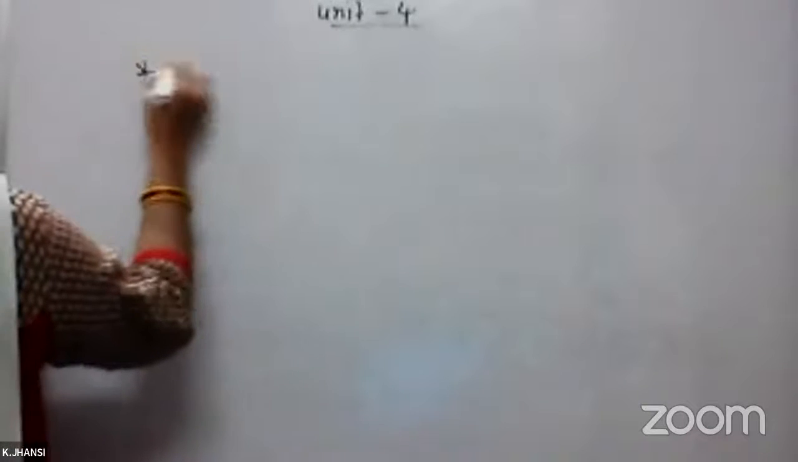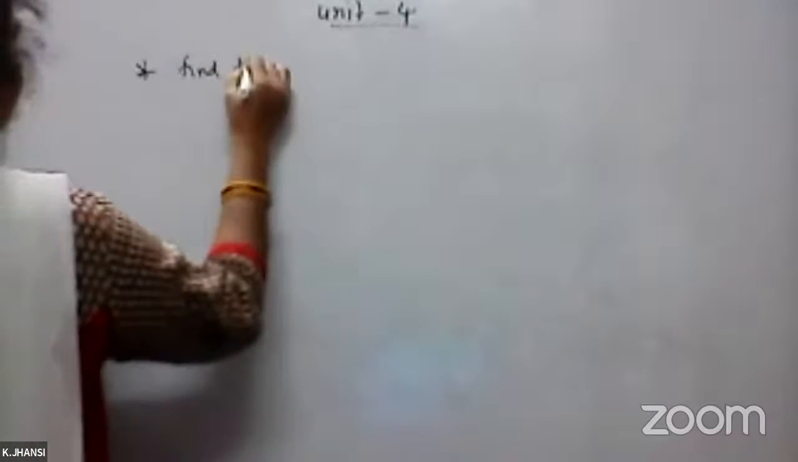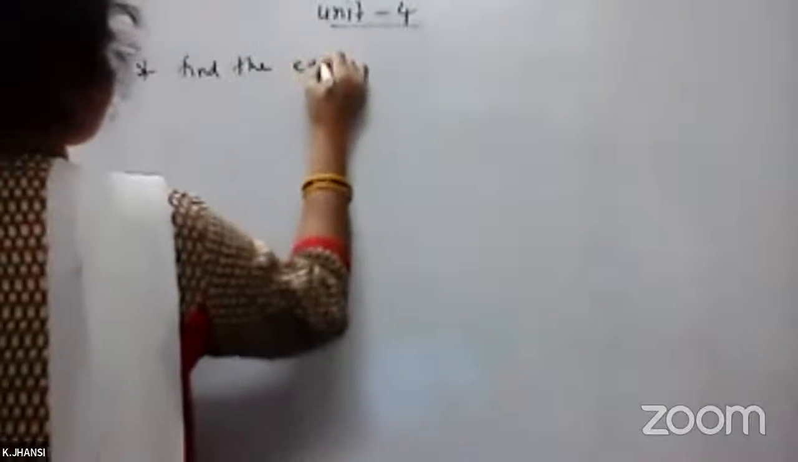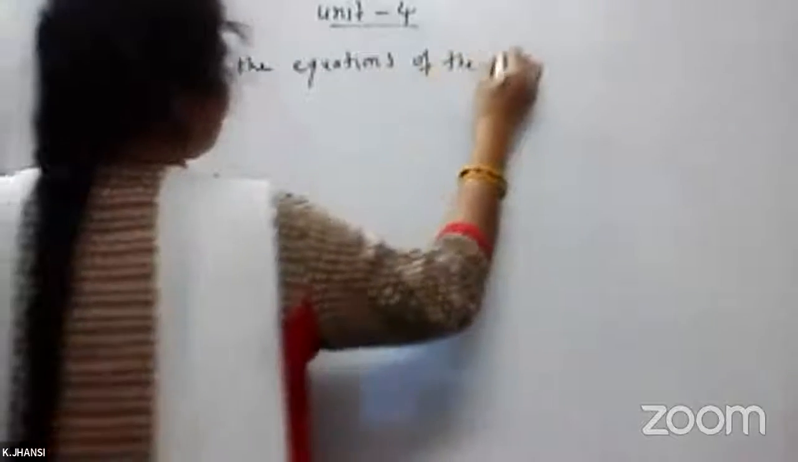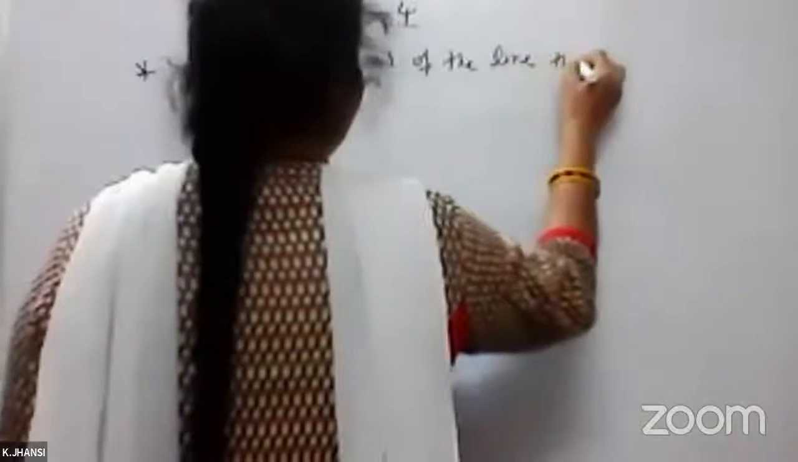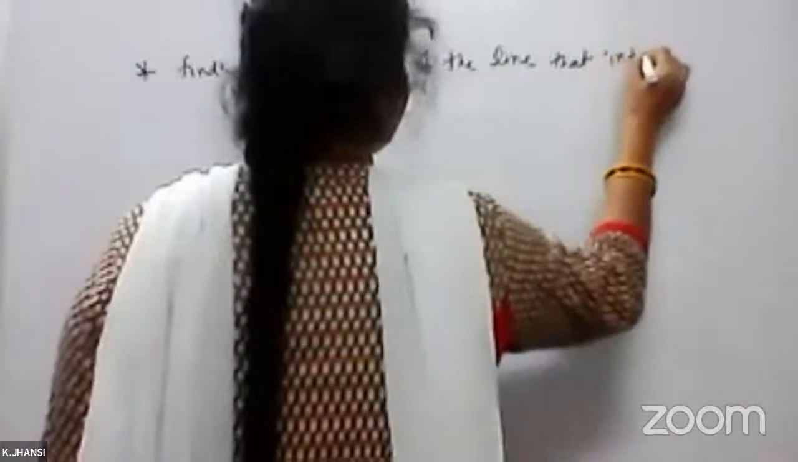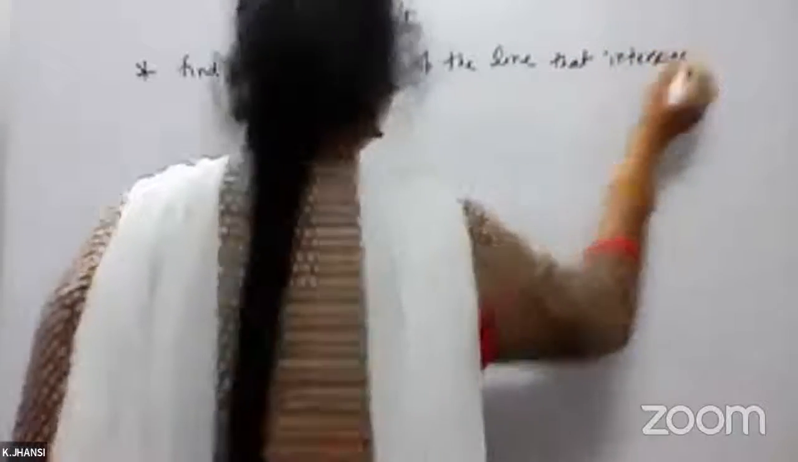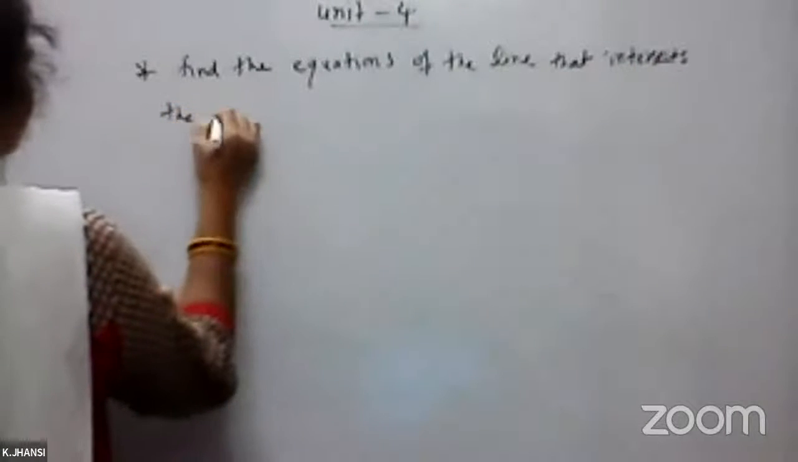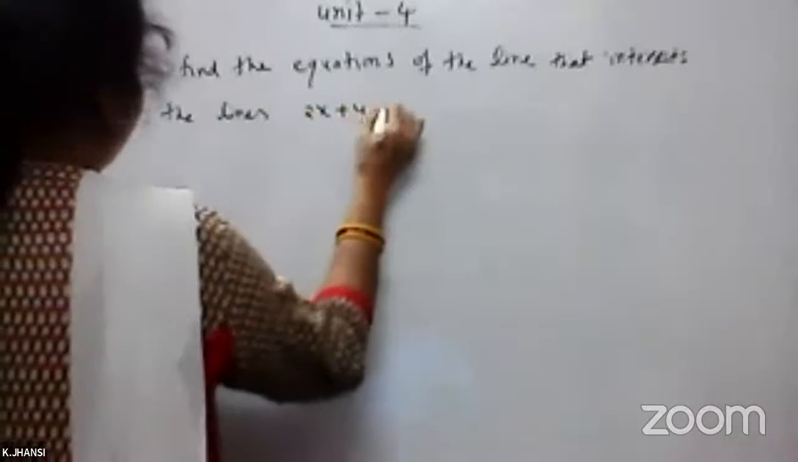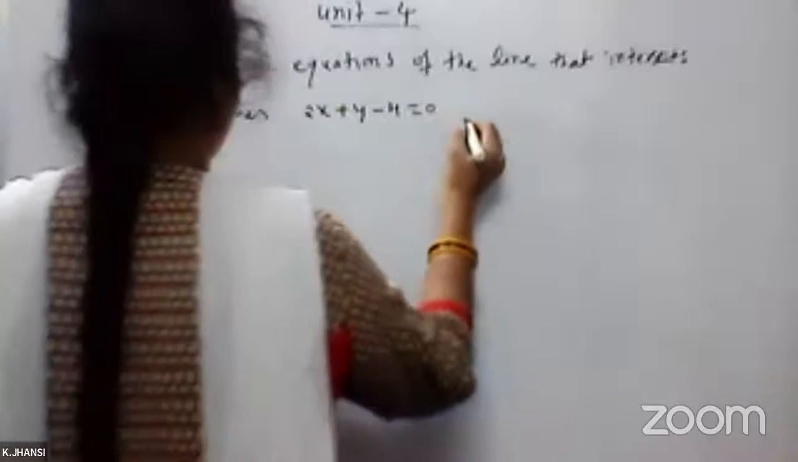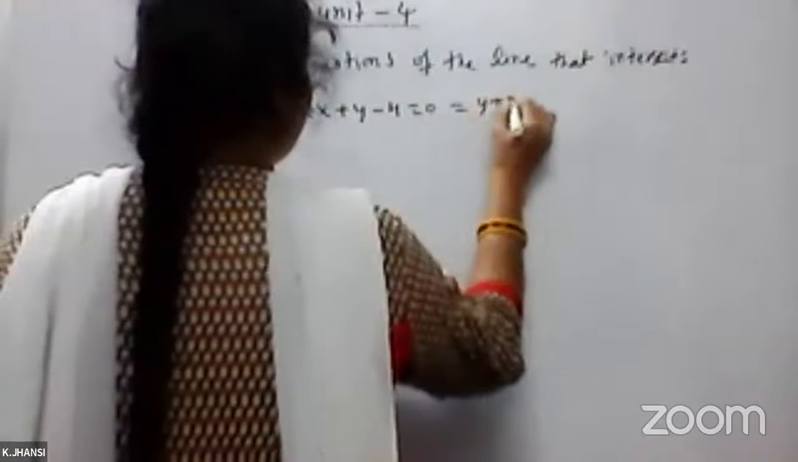Find the equations of the line that intersects the lines 2x plus y minus 4 equals 0 equals y plus 2z.